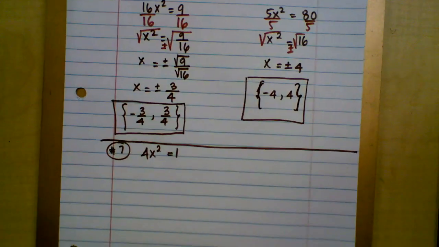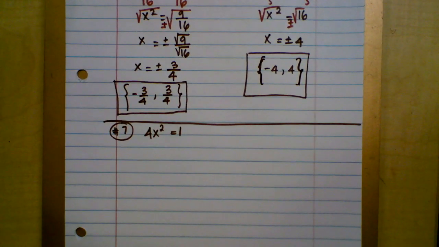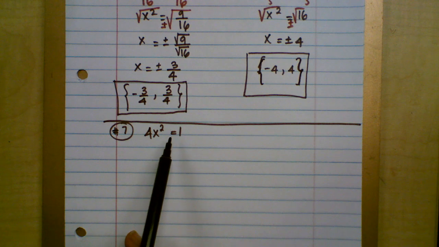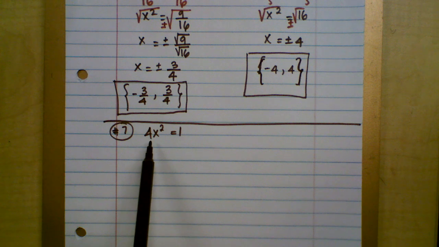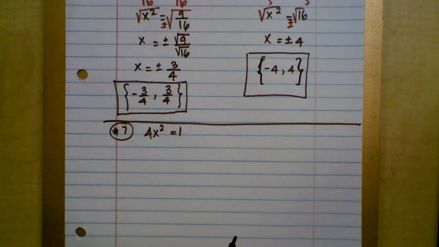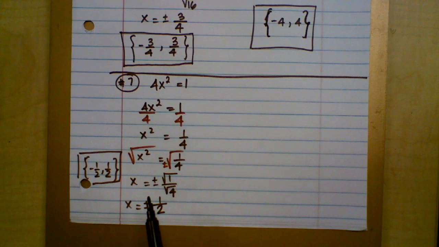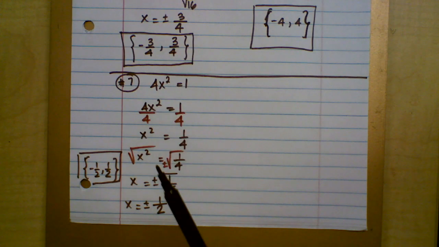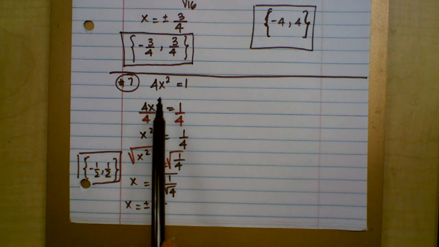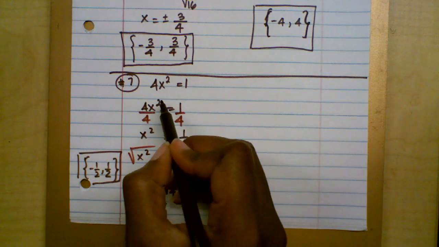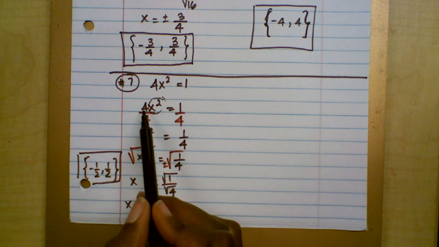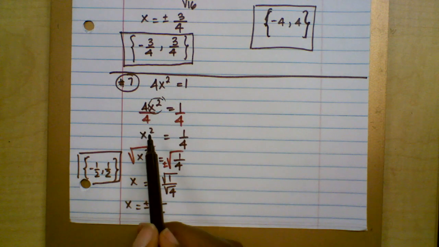The next equation I'm giving you is 4x squared equals positive 1. How would you solve this quadratic equation by taking the square root? Please pause the video and do it by yourself. I followed the same steps as earlier. I isolate the term with the square, x squared. So we want to undo the multiplication by 4, so we divide by 4.